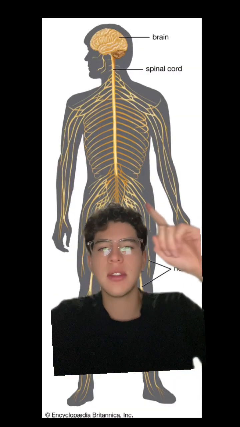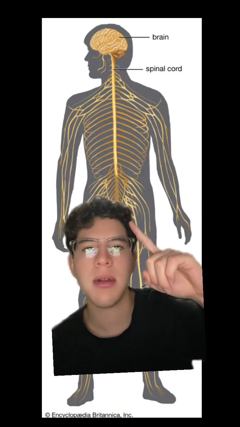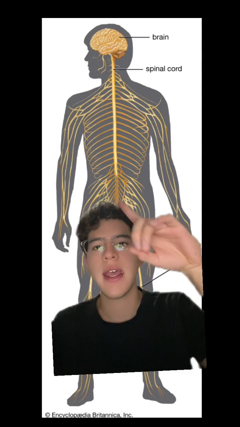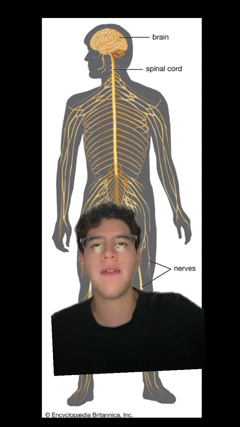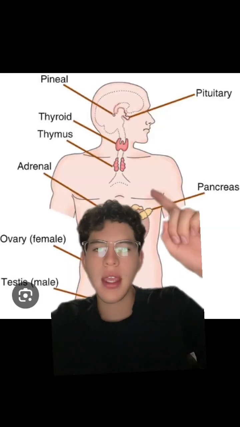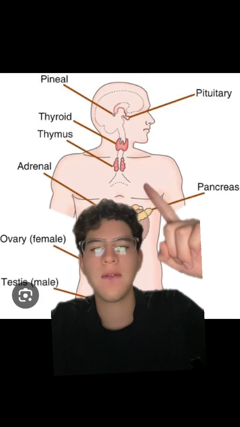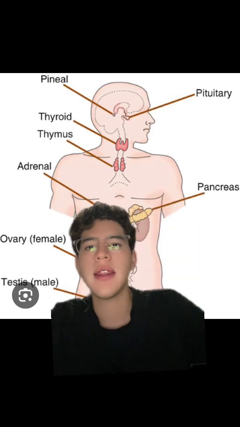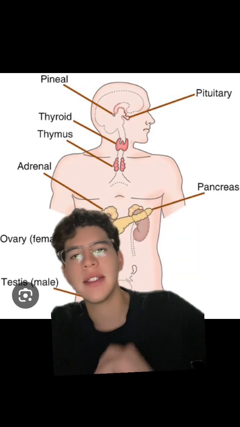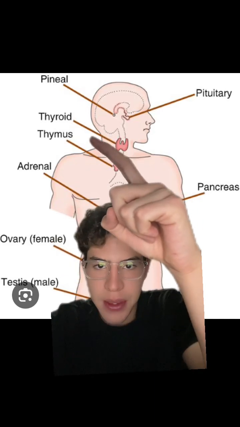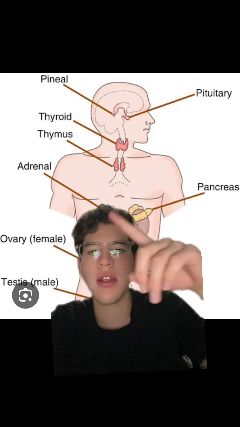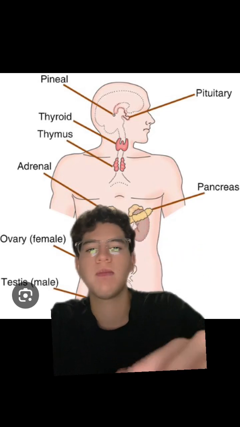The nervous system controls body activities through electrical signals and is composed of the brain, spinal cord, and peripheral nerves. The endocrine system regulates body functions through hormones and is composed of glands such as the pineal, the thyroid, the thymus, the pituitary, adrenal, and more.